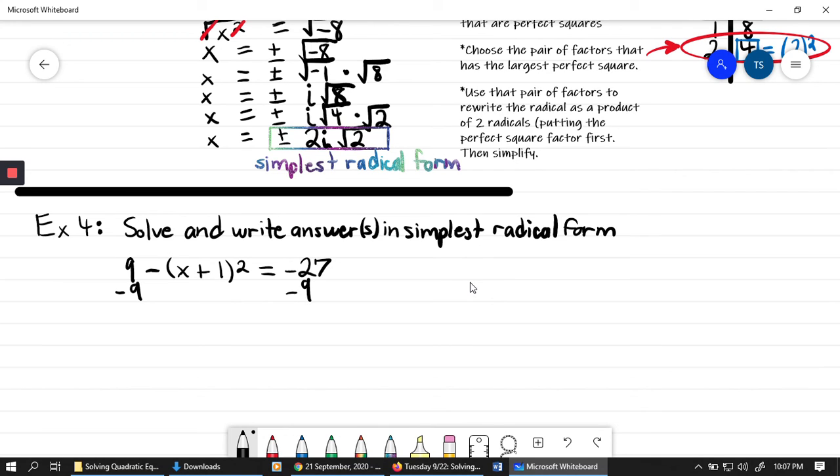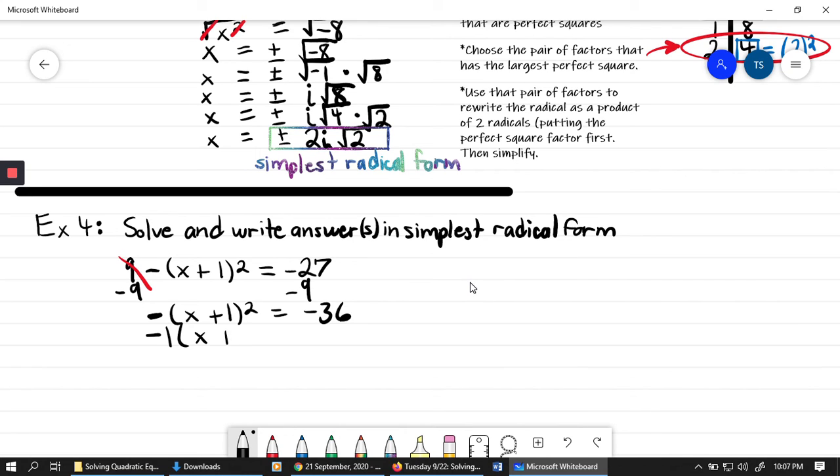So let's see, if we subtract 9 on both sides, the 9s cancel out. We're left with, that negative is still there, negative (x plus 1) squared equals negative 36. Alright, so remember, guys, that technically this is a negative 1 here.